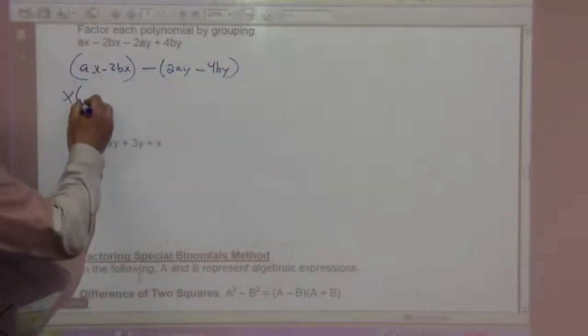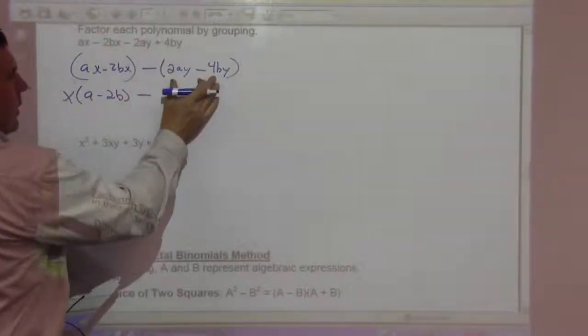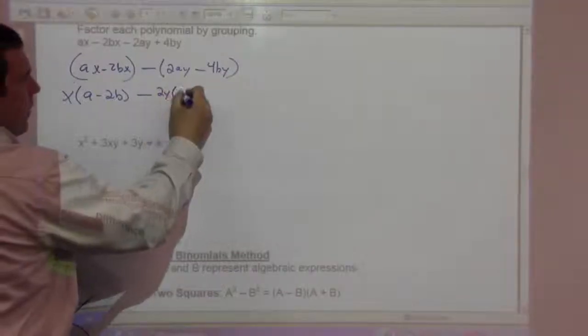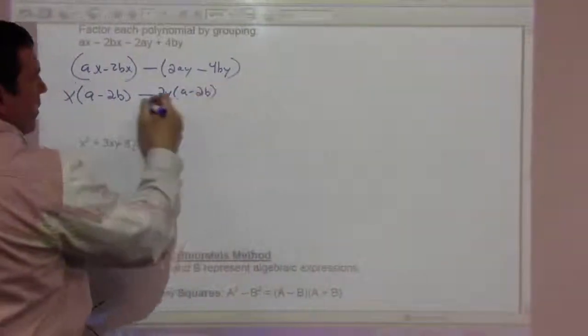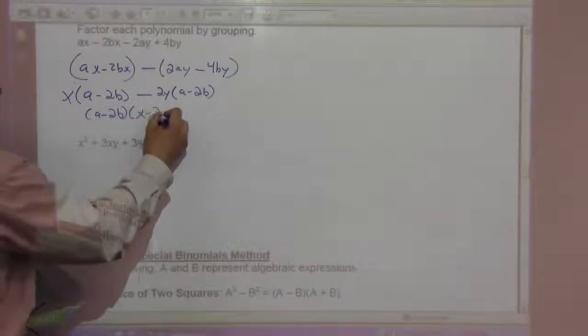Now I can factor an x out. I have a minus 2b. And I can factor out of here what? A 2y. And I have a minus 2b. So it's a minus 2b times x minus 2y.